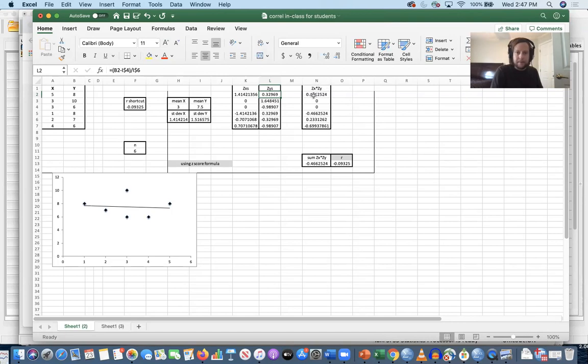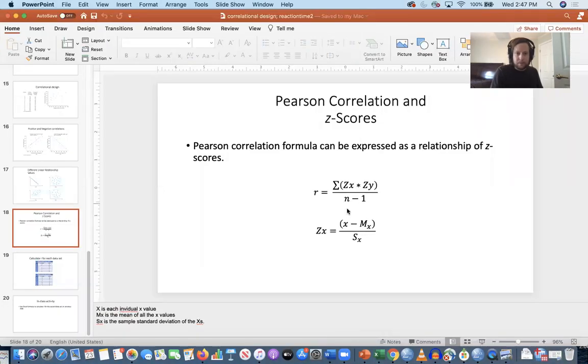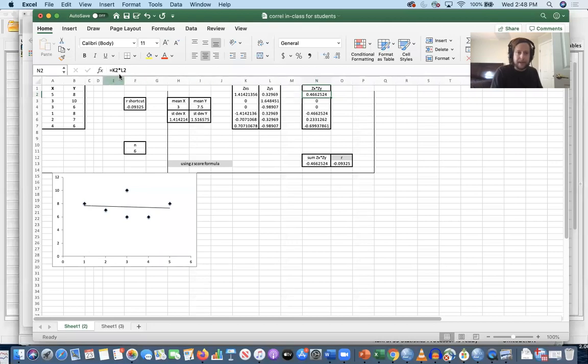Here, K2 times L2, this is where we're going now to this formula right here. Once we've calculated all of these Z-scores, we then have to use those Z-scores to calculate R. The way we do that is we take the Z-score that we calculated for X for a person and the Z-score that we calculated for Y for that person, multiply those together. And that's exactly what this is. K2 times L2 is this Z-score in K2 times this Z-score in L2, and that's the product right there.